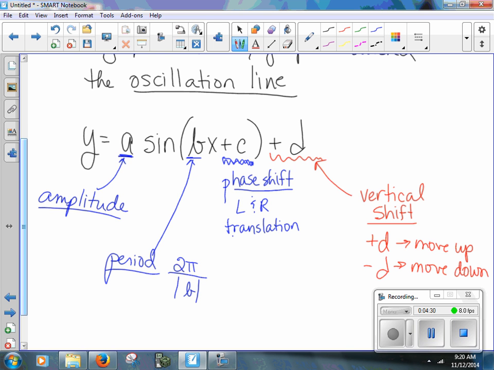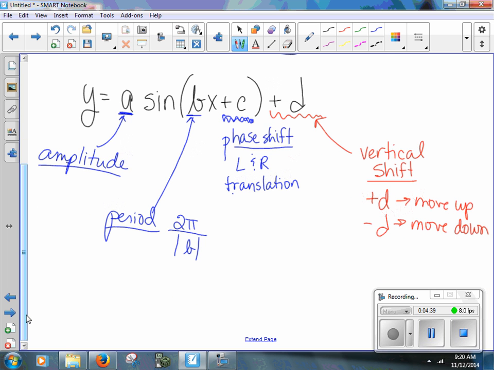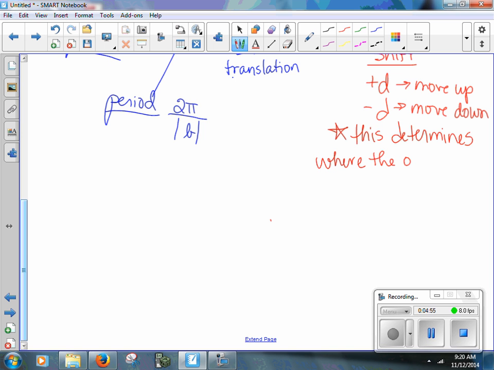Right on? Everybody cool? The vertical shift is where we put the oscillation line. Okay? That's probably the most important thing you have. This determines where the oscillation line is placed.